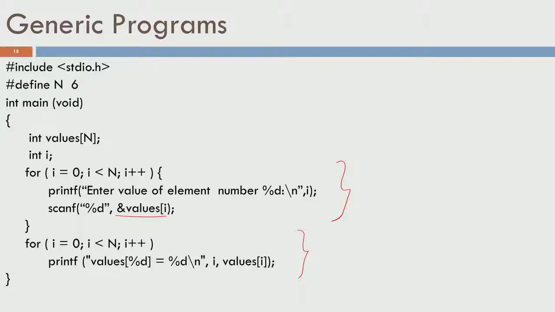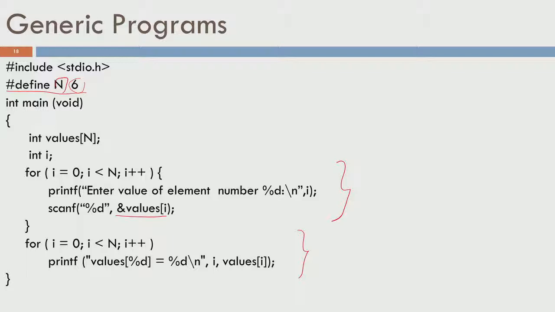So, I need a mechanism by which I can do this in a generic fashion, and that is where C comes in very handy with something called hash define. See this line 2, hash define n 6. What this does is wherever you see a symbol n, it is going to replace that with value 6.